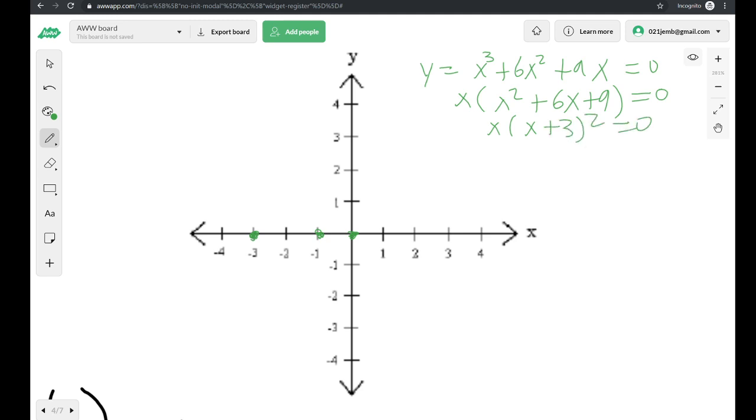What happens when we have a perfect square? Well, that's basically a multiplicity of 2, meaning that the zero doesn't cross the x-axis. It just touches it and bounces off. So we have x equals 0 and x equals negative 3. And negative 3 is going to be the multiplicity of 2. So it will never cross that axis.